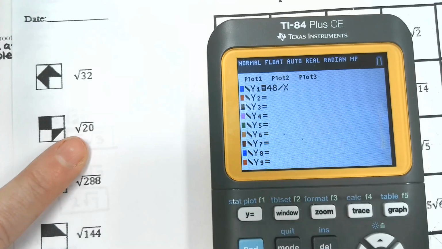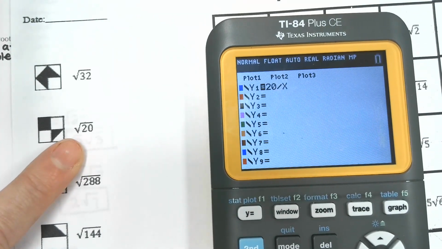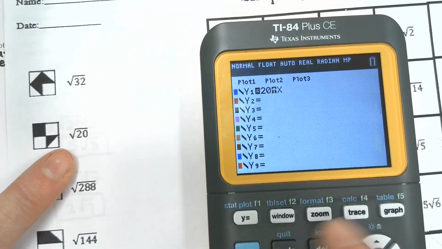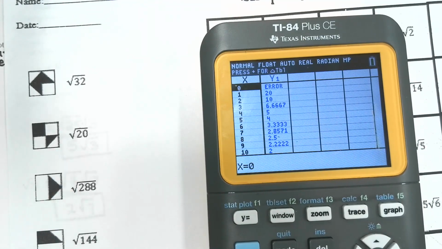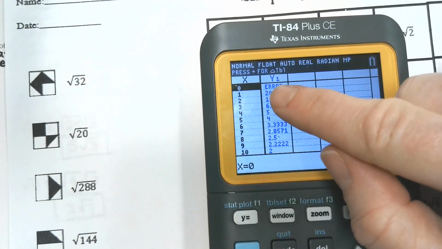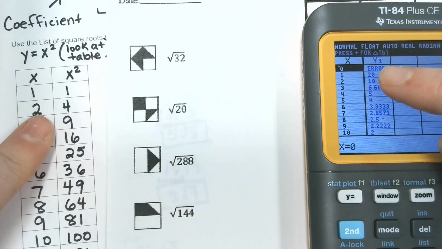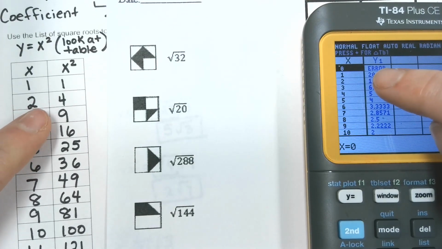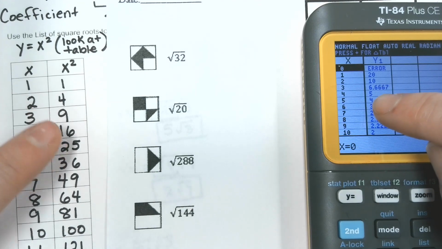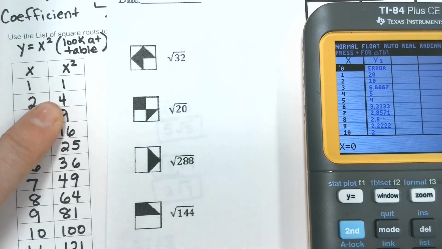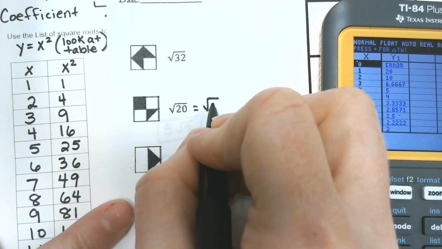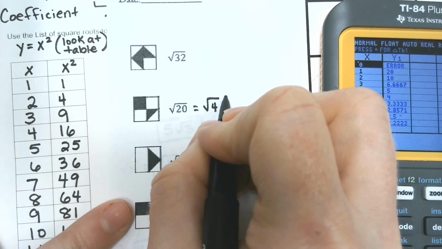Okay, I need to find the factors of 20. So go to y equals. Put in 20 divided by x. Go to your table, find one of the factors that's on the perfect square list. Here's my perfect square list. 20, 10, not a decimal, 5, 4. 4 is a perfect square. So I'm going to rewrite this as square root of 4 times square root of 5.